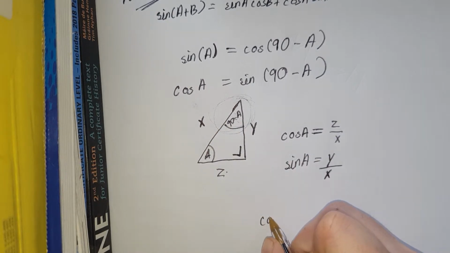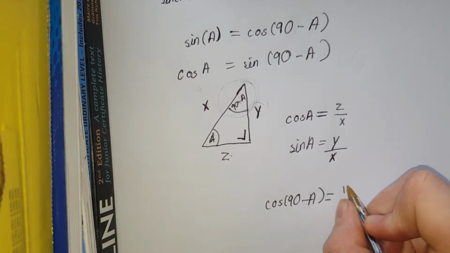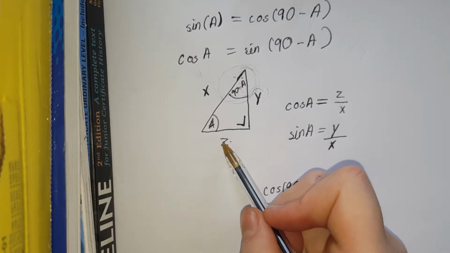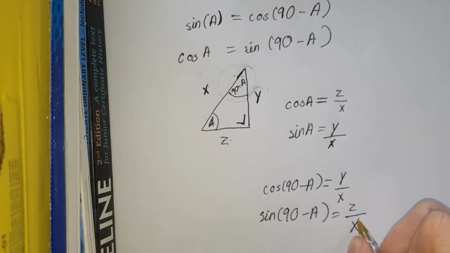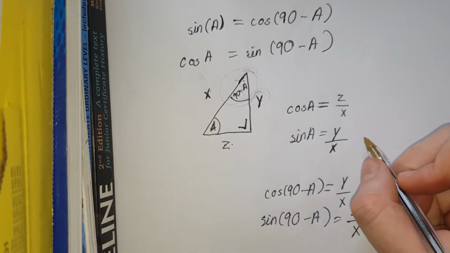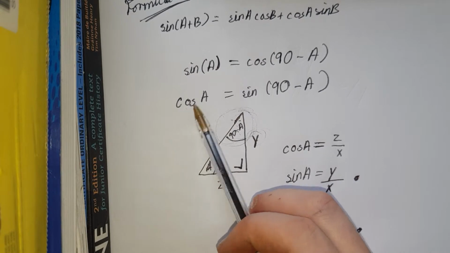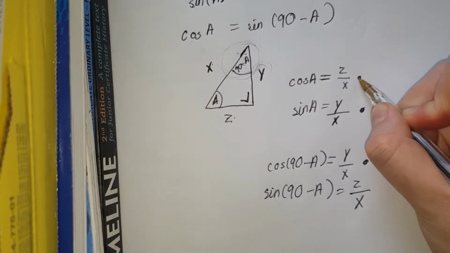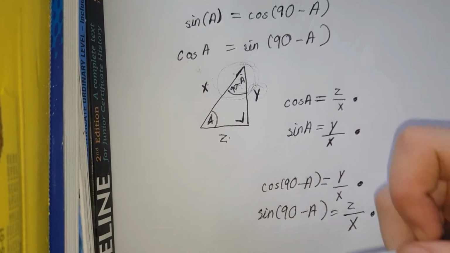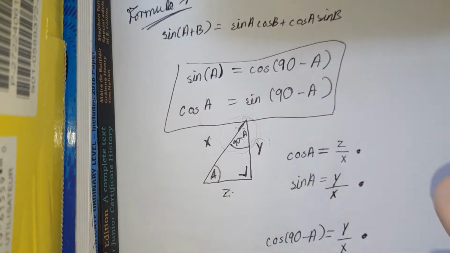So for the cos of our angle 90 minus A, the adjacent is Y and the hypotenuse is X. For sin of our angle 90 minus A, our opposite is Z and our hypotenuse is X. So if we compare with our formula, sin of an angle is equal to cos of 90 minus that angle: sin of an angle is Y over X, which is equal to cos of 90 minus that angle. Yes, that's true. And cos of an angle is equal to sin of 90 minus that angle: cos is Z over X, which is equal to sin of 90 minus that angle. And yes, that's also true. So we actually do not have to prove this statement, but I feel it helps your understanding. It's enough to simply state this.